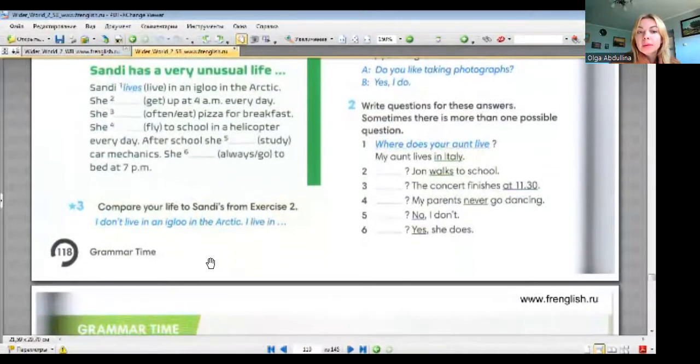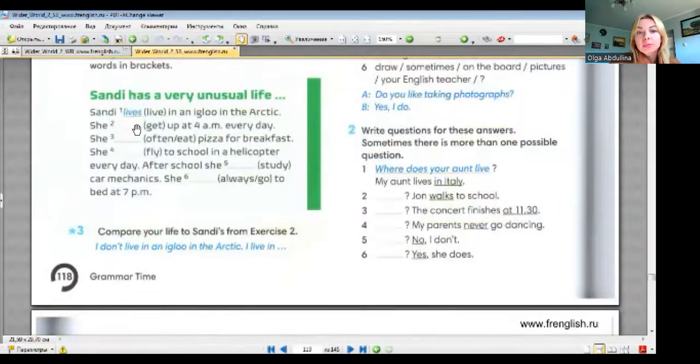Number three, compare your life to Sandy's from exercise 2. Порівняйте своє життя та життя Сенді з вправи 2. Власне, всі пункти, от, які у вас тут є, she gets up, she eats pizza, да, в якійсь формі у вас буде. She літає до школи, yes, so fly to school. А ви, відповідно, пишете про себе.